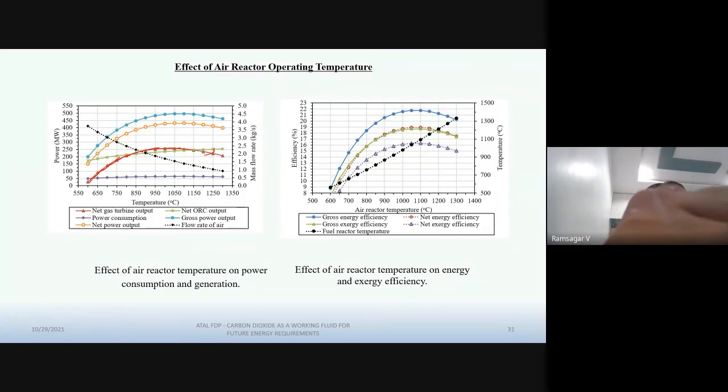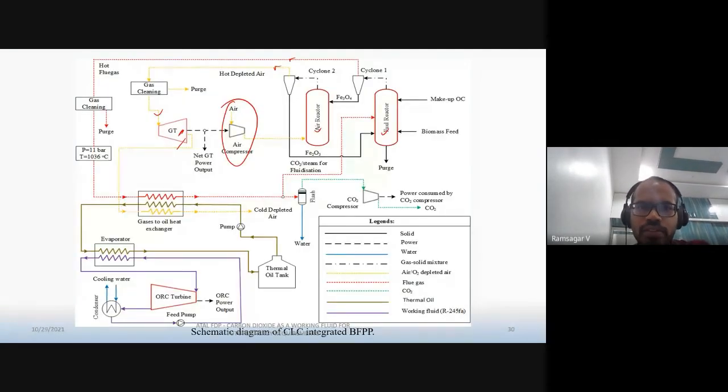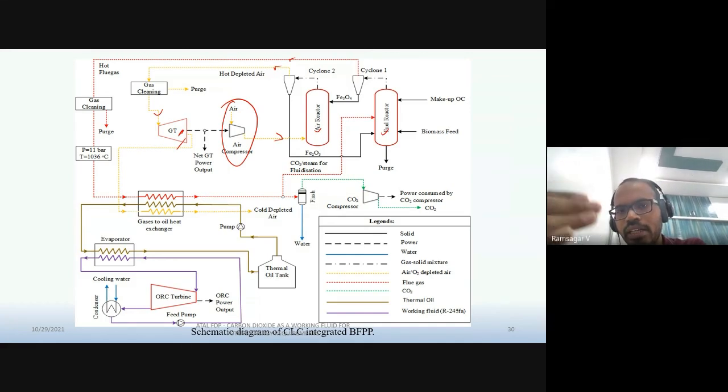That is mainly because as we increase the air reactor operating temperature, the amount of air circulated decreases, or the flow rate of air sent decreases. In order to operate this air reactor at a certain temperature, the only controllability we have is the amount of air we send in. Usually we send air in excess of the theoretical requirement to completely oxidize the metal oxide. So now we are slowly reducing that air flow, bringing it towards the theoretical requirement.